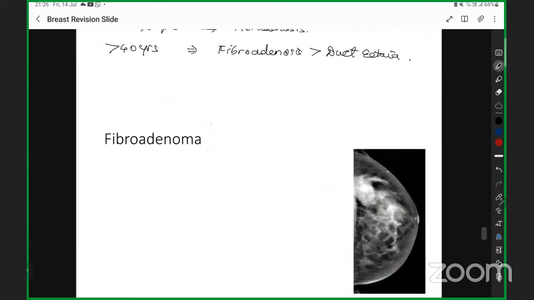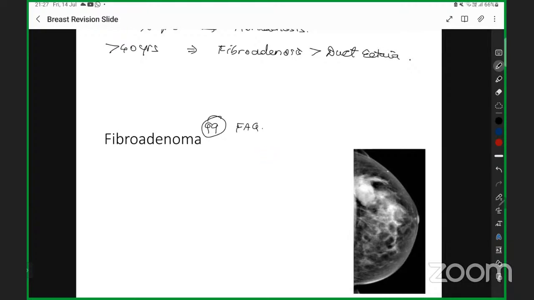Number 1, a very, very important question, repeatedly asked in university exams. Remember, repeatedly asked in university exams. FAQ, frequently asked question. This is going to be a frequently asked question in your exam. This will be kept as a spotter for you. This will be kept as a given case for you in university. Therefore, always remember the important features of fibroadenoma.